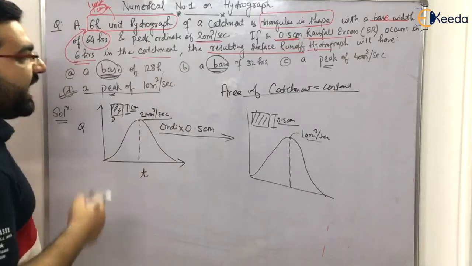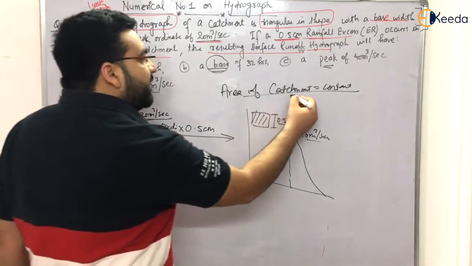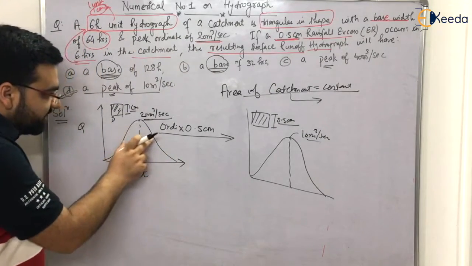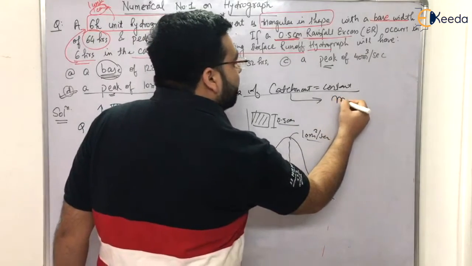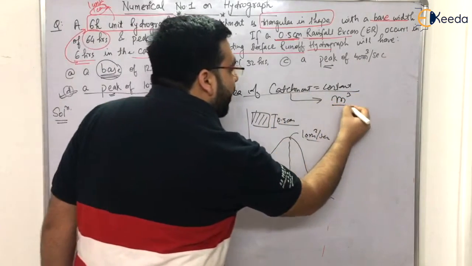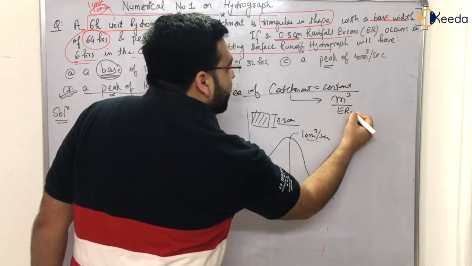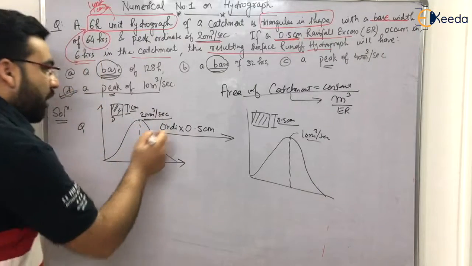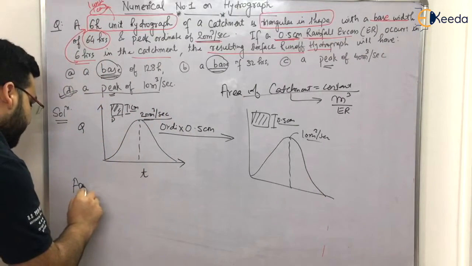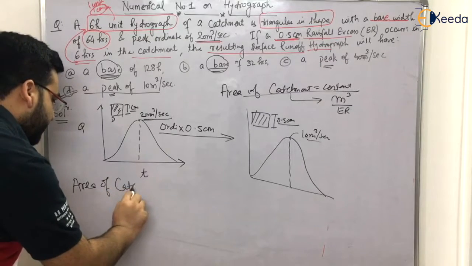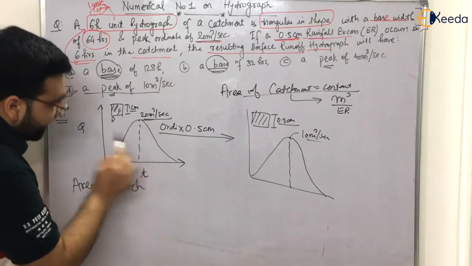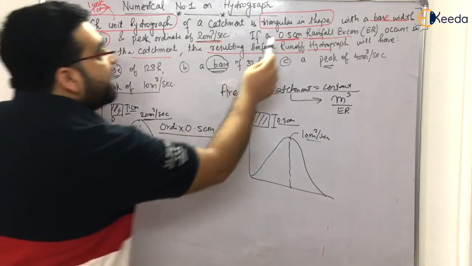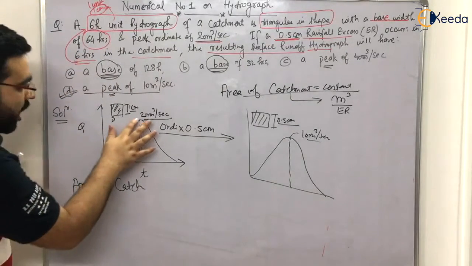Now let us calculate the area of catchment. So how to get the area of catchment? I told you that if you calculate the area of this direct runoff hydrograph, you will be getting volume in meter cube, right? If you divide the volume with the effective rainfall depth, you will be getting the area. Simple, right? Now how to get the area of this? Although it is not a parabola, in the question it has been mentioned that it is triangular in shape. Now let me rub this.